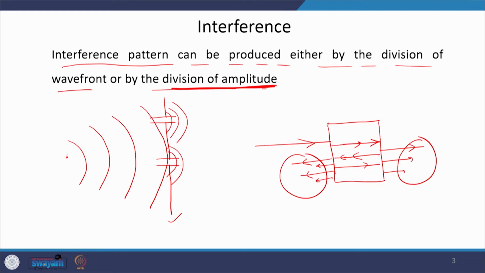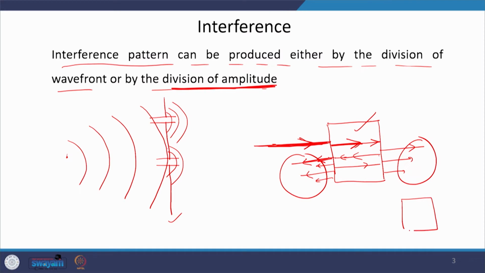Now here you can see that a particular amplitude is being launched, and this amplitude is being split here. A part is getting transmitted and a part is getting reflected. It means the reflected and transmitted magnitudes sum up to give the incident magnitude, provided the film is lossless.